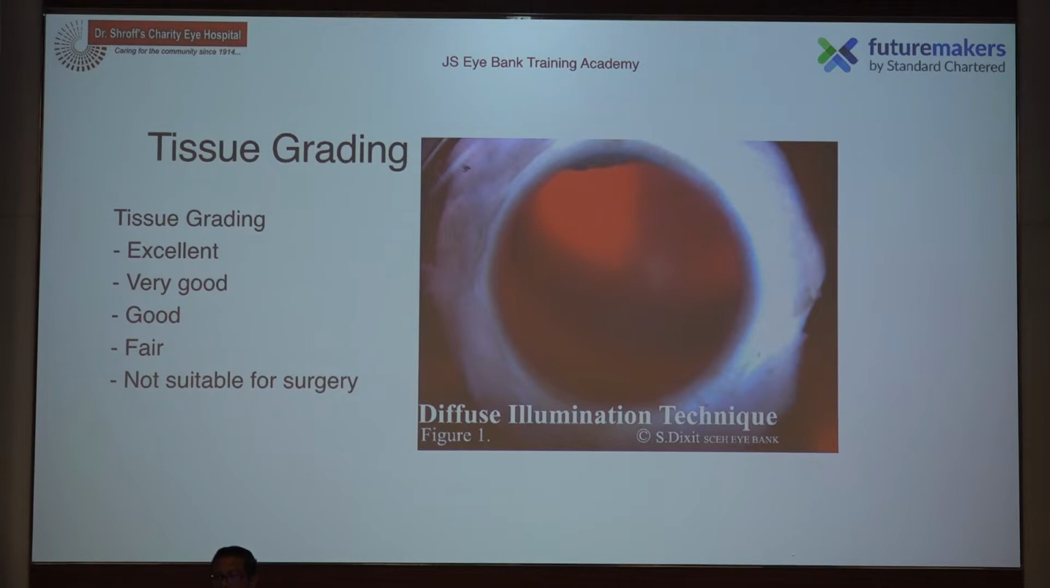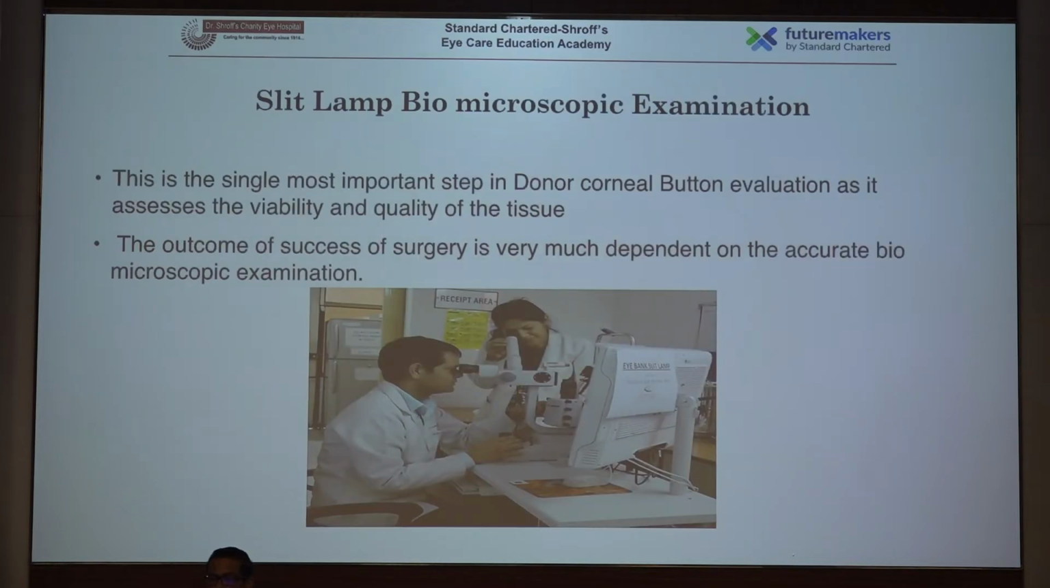So I still believe that slit lamping is one of the major criteria wherein a rejection or the suitability of a tissue should be seen. Tissue grading can be done as excellent, very good, fair, and not suitable for surgery depending on the type of tissue. Slit lamp biomicroscopic examination is the single most important step in donor corneal button evaluation, as it assesses the viability as well as the quality of the tissue. The outcome is very dependent on accurate biomicroscopic examination.